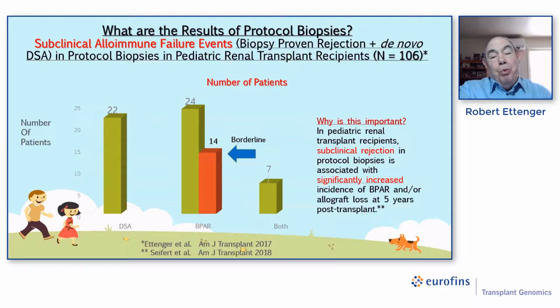So why is this important? Mike Seifert showed that in pediatric renal transplant recipients, subclinical rejection in whatever form in protocol biopsies is associated with a significantly increased incidence of biopsy-proven rejection and or allograft loss at 5 years post-transplant. So these kids are certainly at risk, and this is the reason that the centers do the protocol biopsies.